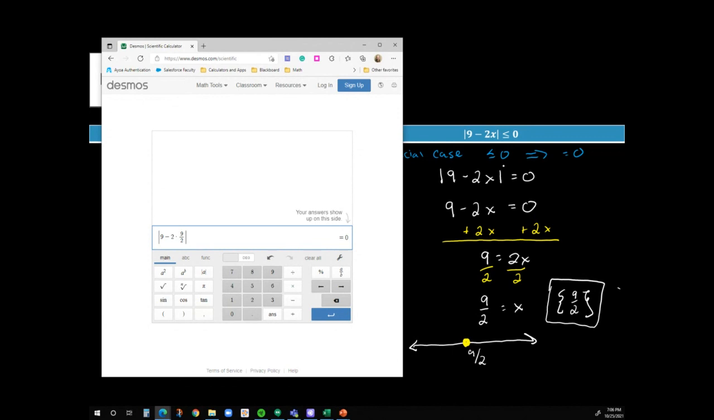So that's why we took this less than or equal to and turned it into an equal to 0, because that's the only way it would work. Because you can put in a number, take the absolute value, and get 0 out. Does that help?